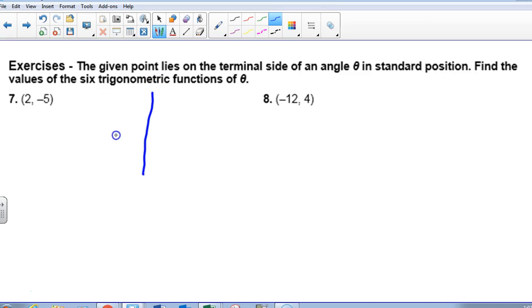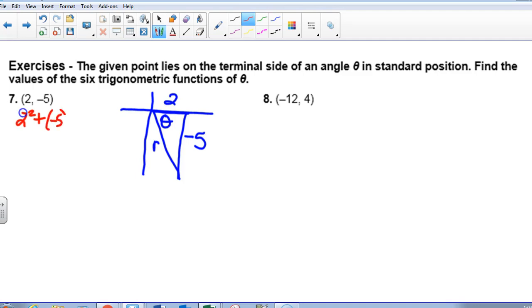I'm not going to do the example on this. I'm just going to jump right into this problem because we did this last semester at the very end. Go 2 to the right, down 5. This is an X and a Y, but it's also your opposite and adjacent if you're going to put your little angle in here. How do you find your R then? 2 squared plus negative 5 squared equals R squared.